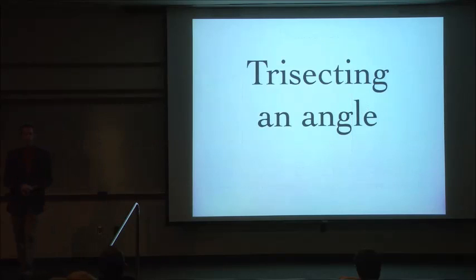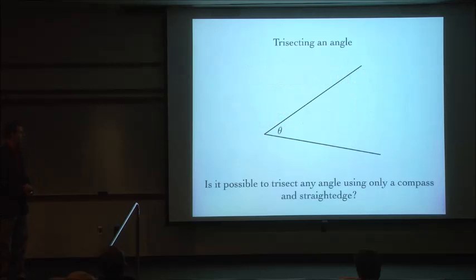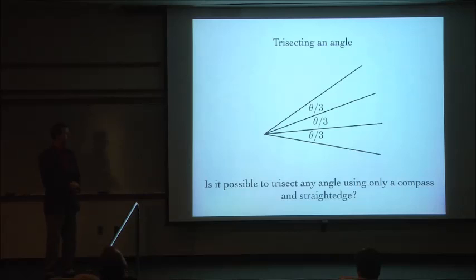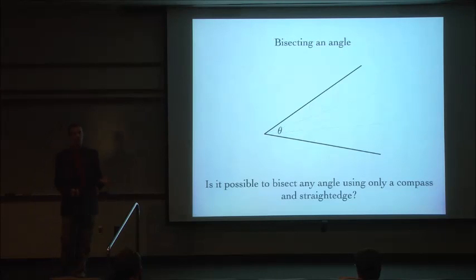The third one is the angle trisection problem. So here, someone hands you some arbitrary angle and a compass and a straight edge, and they say, can you use the compass and straight edge to trisect the angle, so to divide it into 3 equal angles? Okay. So this is the angle trisection problem. As we did with the other ones, let's look at a simpler problem.